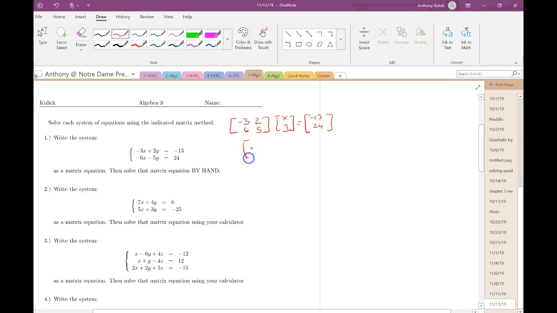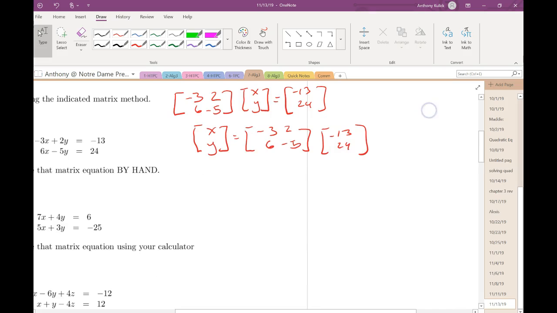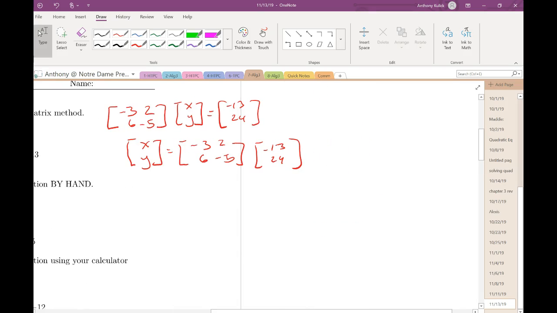And we know that the solution to any of these matrix equations like this is going to be the inverse of the coefficients matrix times the solutions matrix.